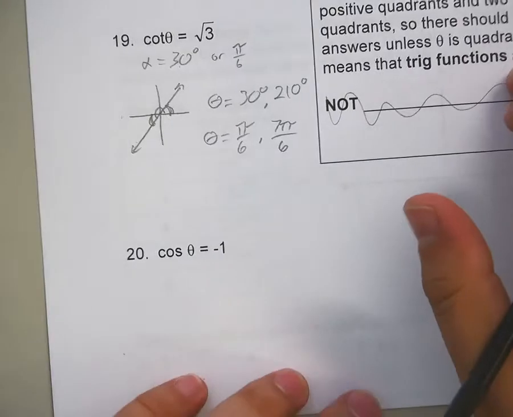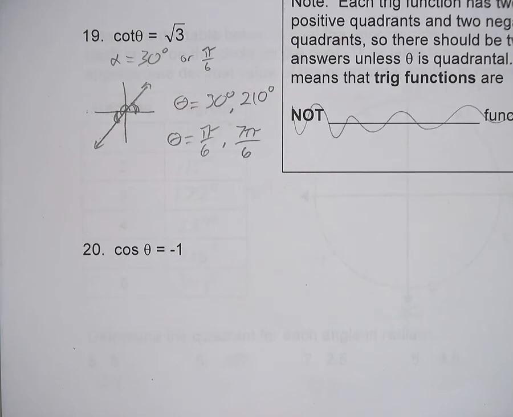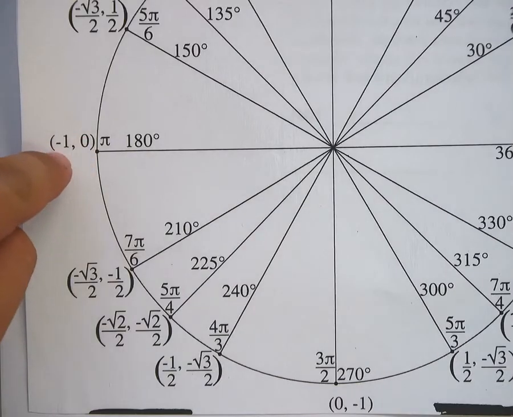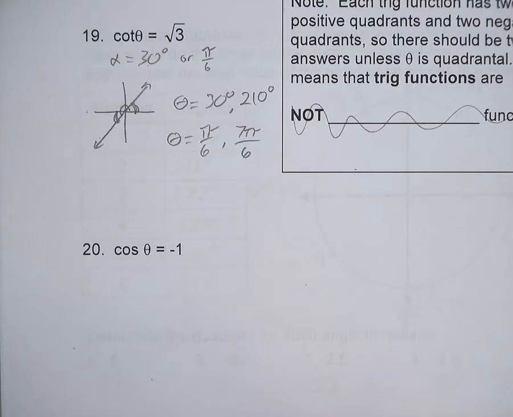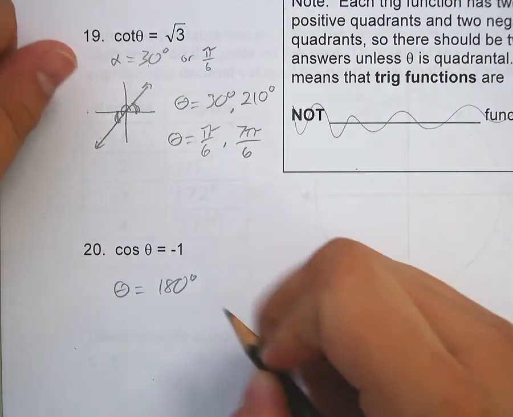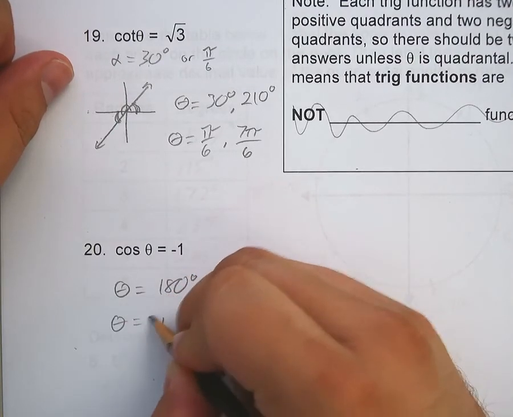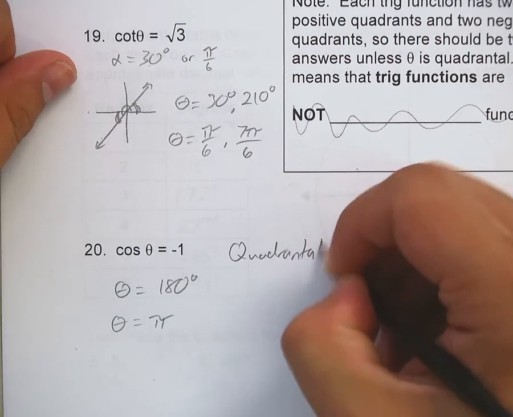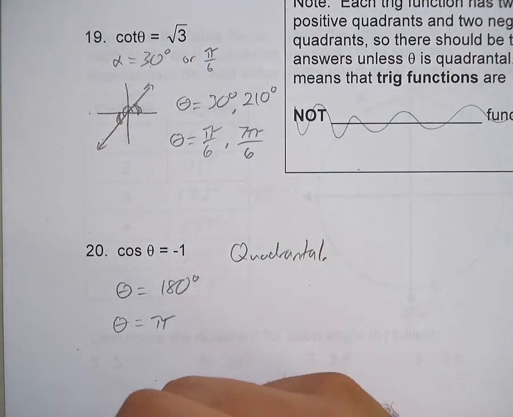Last one here. Number 20 says cosine of theta is negative 1. Where is your cosine negative 1? Where is the x value negative 1? Well, it's a quadrantal. The only x value on this thing that gives you a value of negative 1 is here. It's a quadrantal. There's only one answer for that: 180 degrees and pi. So I'd like you to label that there, quadrantal. Alright?